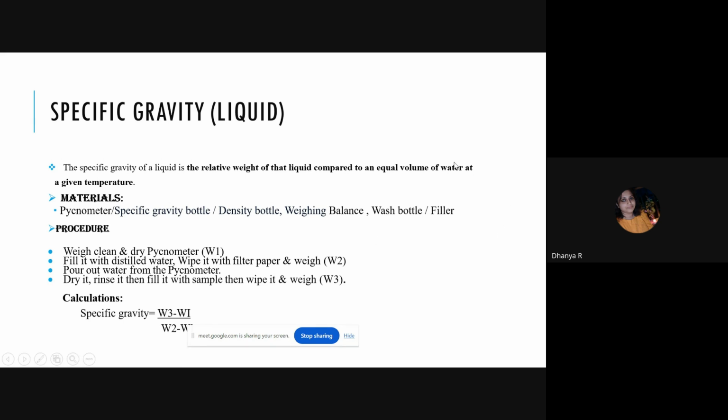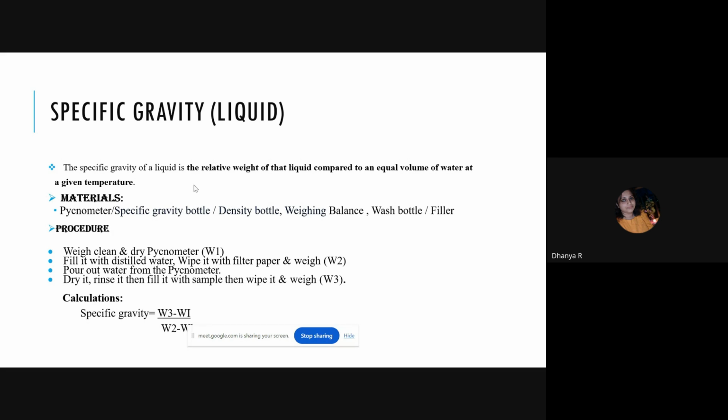What you have to look at here is the weight of an equal volume of water as compared to the weight of the liquid. To get equal volume of water, we use a specialized device, that is called the pycnometer or specific gravity bottle or density bottle. From this definition you would have understood that the relative weight, the weight of the liquid divided by the weight of the water, would be the specific gravity of that particular liquid.